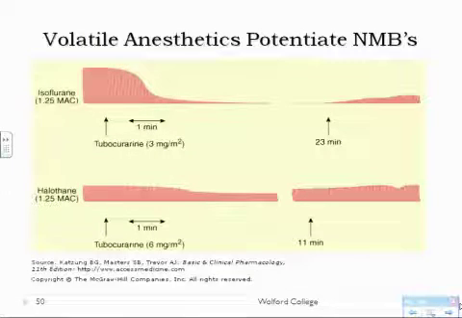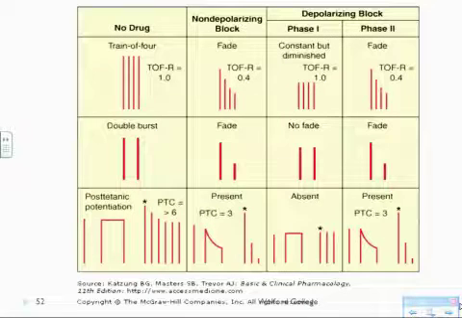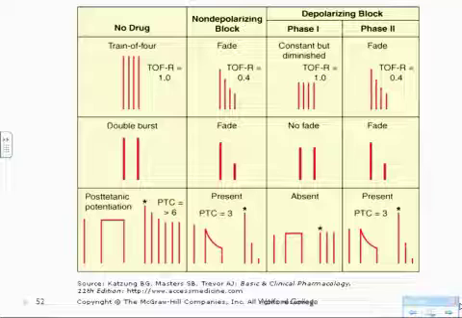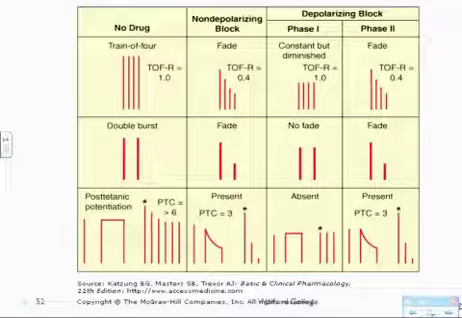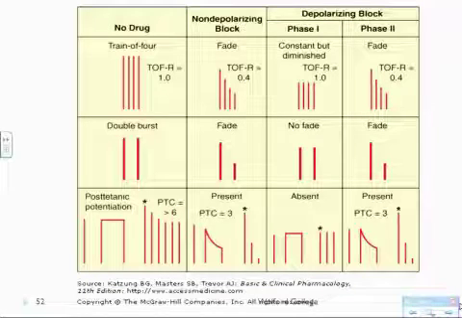Volatile anesthetics also potentiate neuromuscular blockade. Halothane will do that, isoflurane will do that. All of them depress the train of 4. A possible mechanism is that they decrease sodium channels, decrease voltage at the nerve endings, and decrease the voltage-gated calcium opening, and as a consequence decrease the release of neurotransmitters. So you don't see phase 2 blockade with a volatile agent. You just get more of a phase 1 kind of reaction. You get just a decrease in height, but it does decrease it.